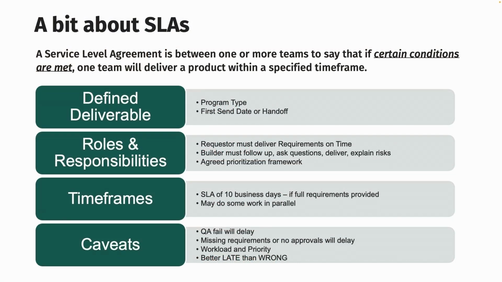So let's talk a little bit about SLAs. This is an agreement between teams that if certain conditions are met, you will deliver something within a specified time frame. And you'll have a defined deliverable, right? A program type, which we talked about, a first send date or a launch date. Now, the roles and responsibilities we talked about earlier, but it's really critical that the campaign requester delivers campaign requirements on time if they want to hit the SLA. The builder really needs to follow up, ask good questions, obviously deliver, but also explain risk and communicate. And this all has to be within a prioritization framework, which we'll talk about.